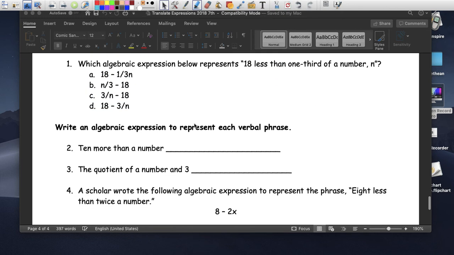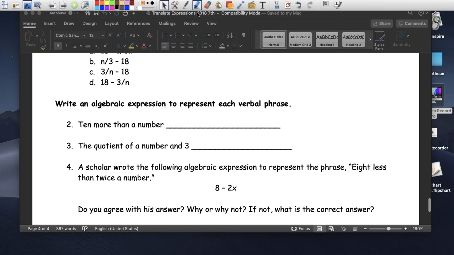Write an algebraic expression. Okay, so 10 more than a number. So 10 is 10. More than is addition, a number. Let's call it N. The quotient of a number and 3, here's quotient, a fraction. And what comes up top? A number. What's at the bottom? 3.